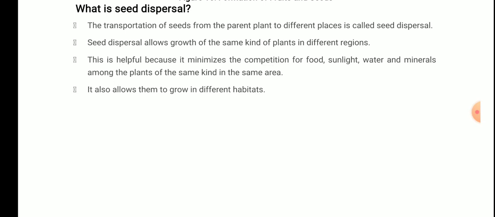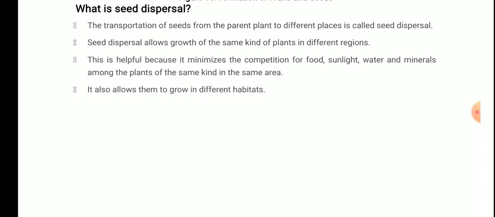See, if seed dispersal does not take place, then all the seeds will germinate in the same place. Because of germinating in the same place, they will be competing for, for example, water and minerals in the soil. Then each and every plant cannot get enough of it. Similarly for water, sunlight and food also. But if seed dispersal occurs, then the places are changed and the competition also gets reduced.